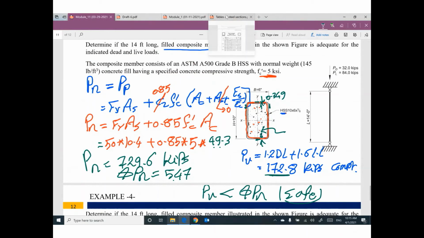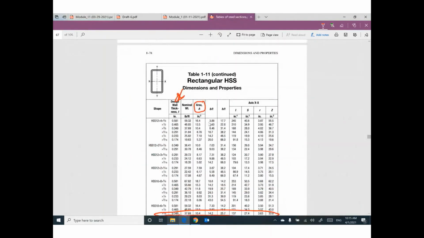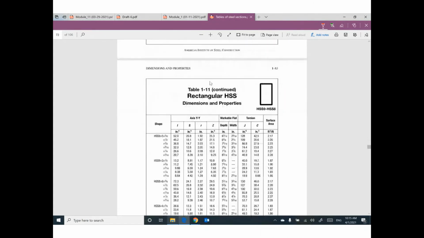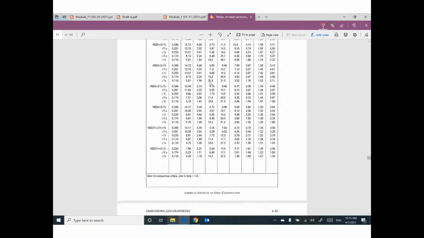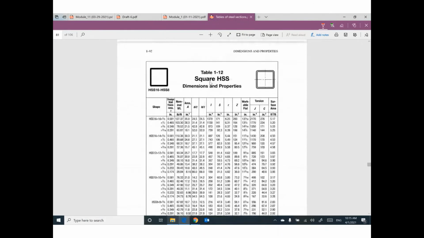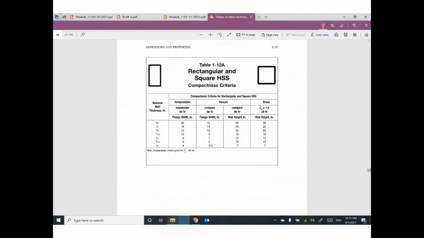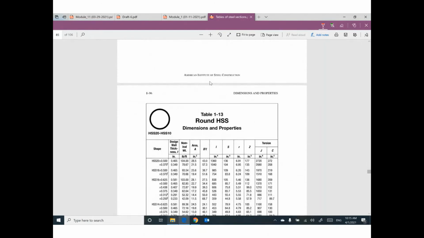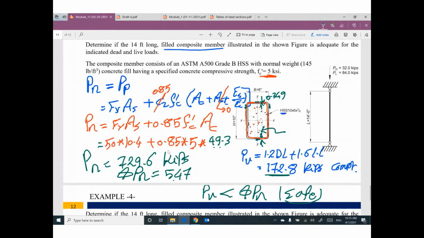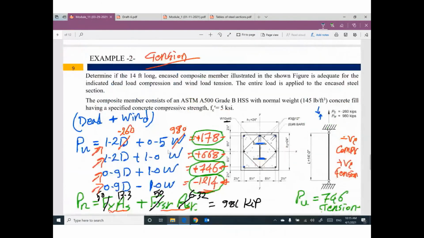So please pay attention that we have another cross section called HSS. Probably it can be a rectangular shape. Sometimes it can be a circular shape, which is called a tube. And also it can be a square shape. Here you go. Here is the round HSS, which is called a steel tube. This one will be filled with concrete. So how to design a filled column? I think it's easier in comparison to the encased one.